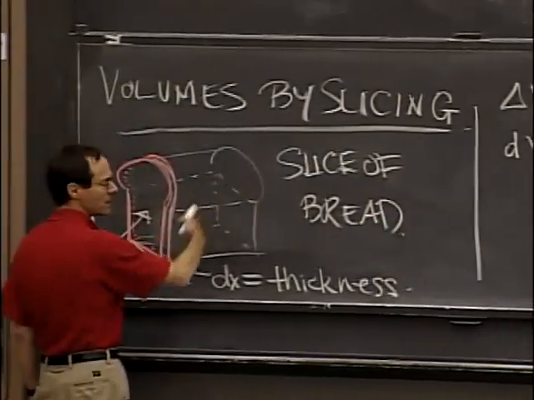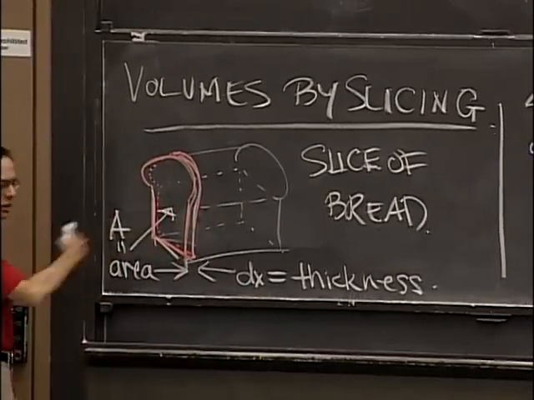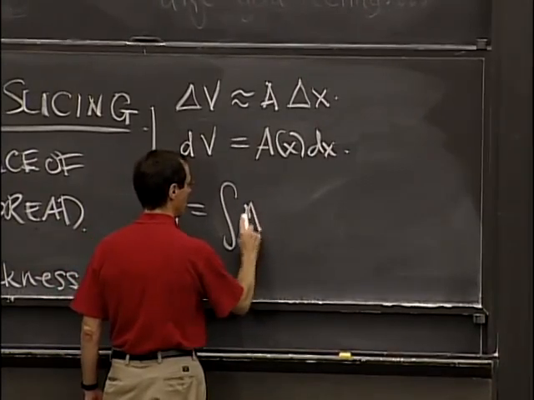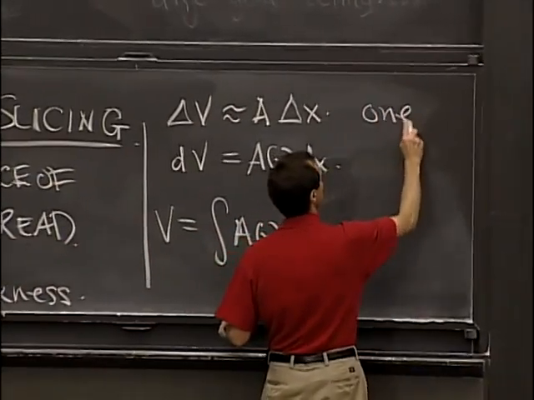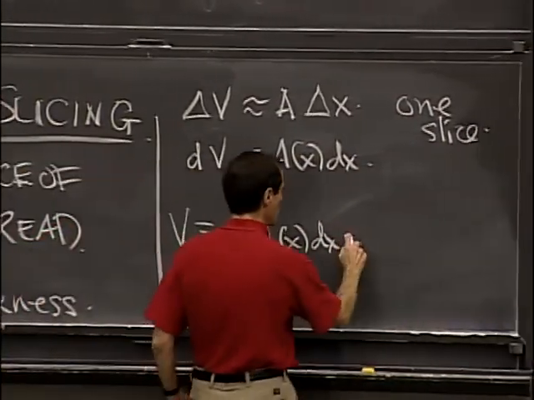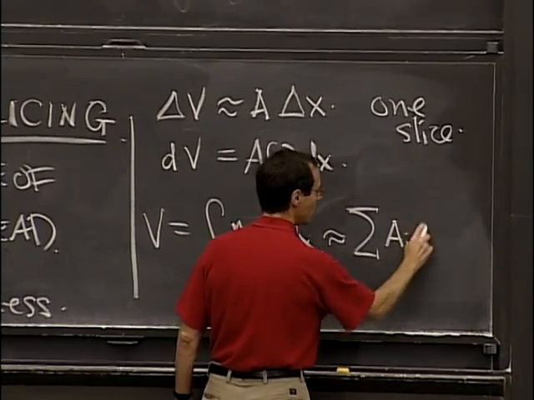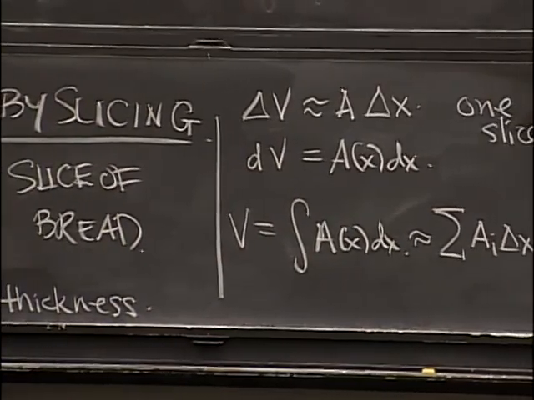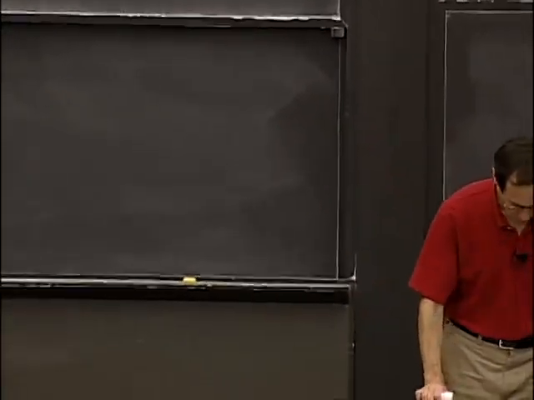And maybe the areas of the slices vary. There might be a little hole in the middle of the bread somewhere. Maybe it gets a little small on one side. So it might change as x changes. Then the whole volume you get by adding up. So if you like, this is one slice. And this is the sum. And you should think of it in a sort of intuitive way as being analogous to the Riemann sum, where you would take each slice individually, and that would look like this. All right, so that's just a superficial and intuitive way of looking at it.